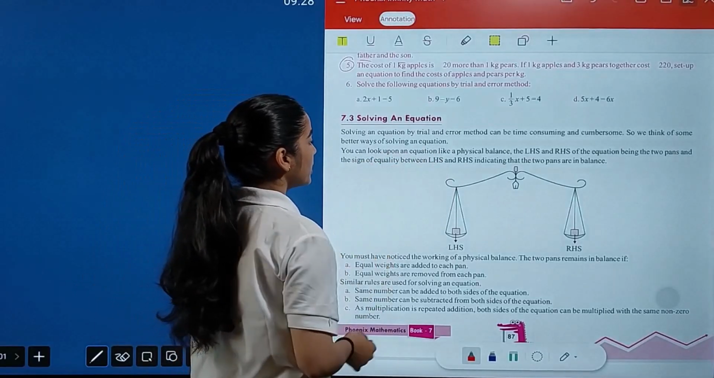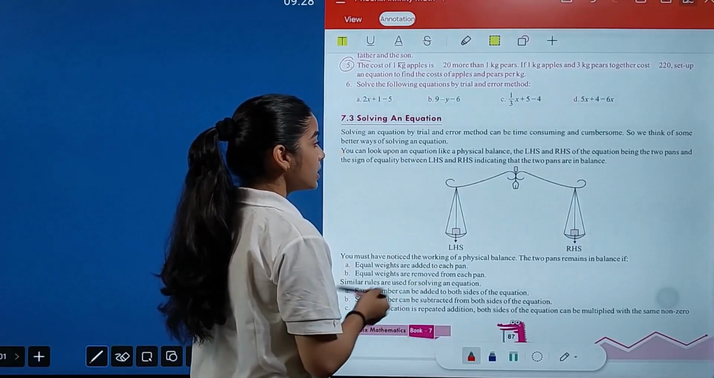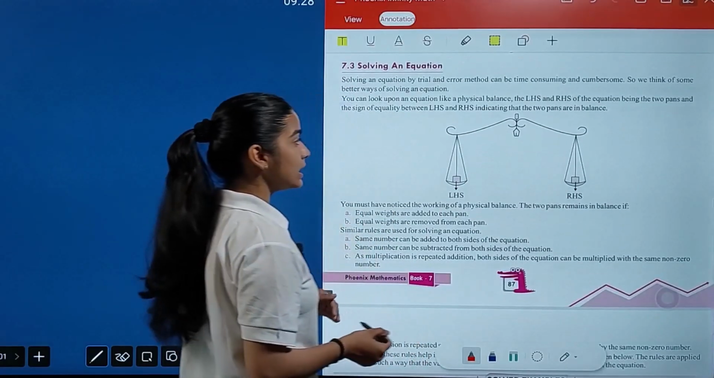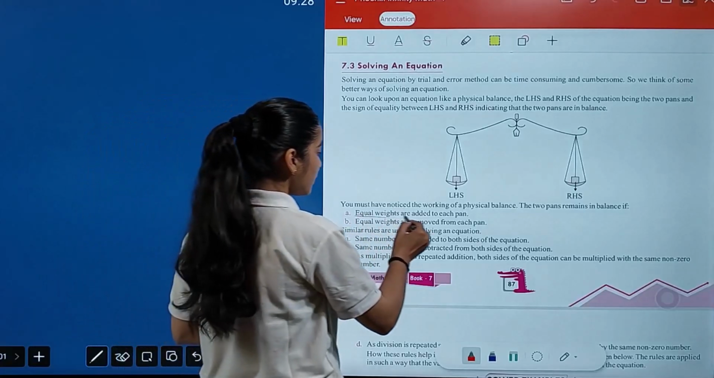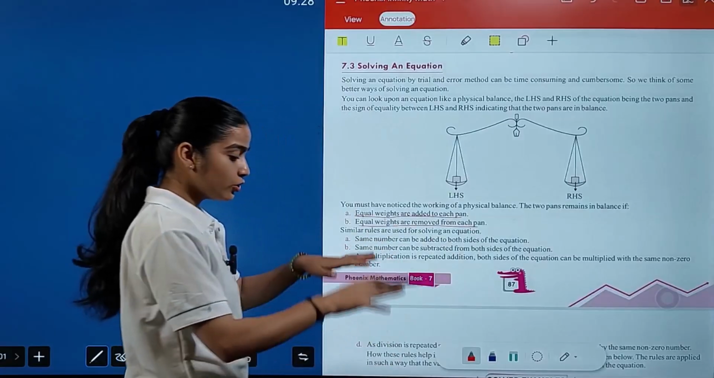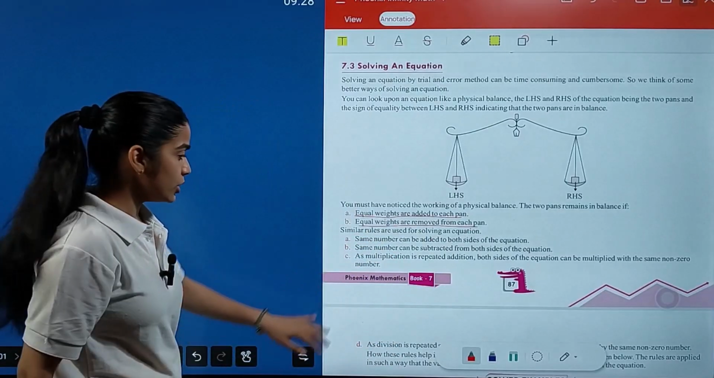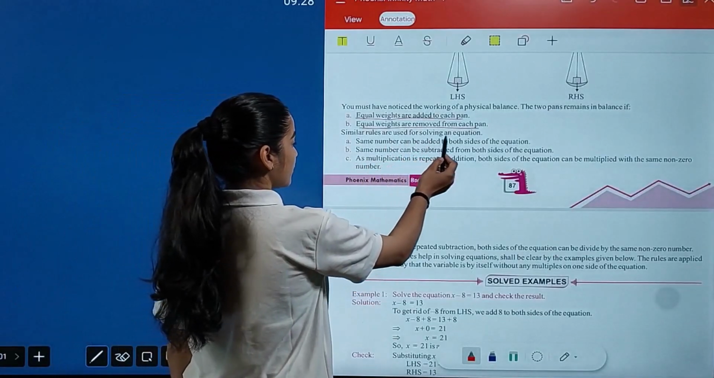You can look upon an equation like a physical balance, the LHS and RHS of the equation being the two pans, and the sign of equality between LHS and RHS indicating that the two pans are in balance. So equal weights are added to each pan, or equal weights are removed from each pan, if we want our left hand side and right hand side equal to each other. So similar rules are used for solving an equation.